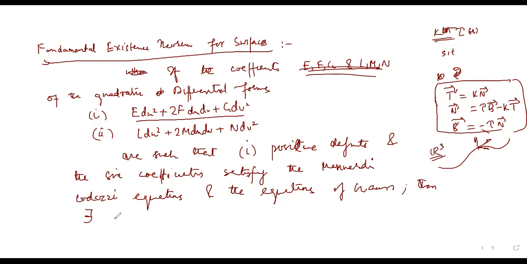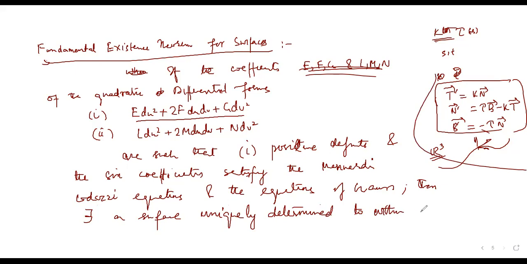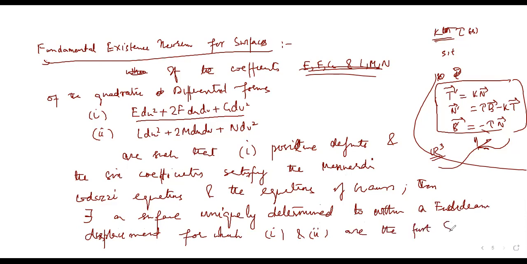Then there exists a surface uniquely determined to within a Euclidean displacement, within a rigid motion, जैसा कि curves के लिए भी fundamental theorem में ही है, within the Euclidean displacement, for which first and second, मतलब ऐसी surface के लिए ये जो दो हैं हमारी forms, they are the first and second fundamental forms. So this is our fundamental existence theorem.